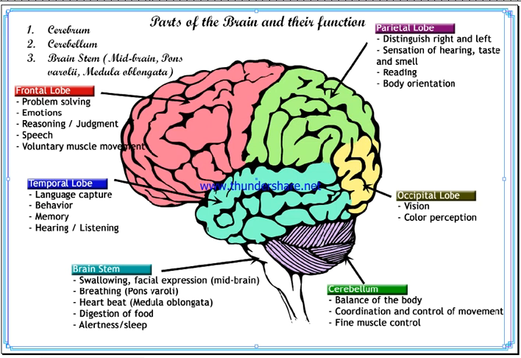Now let's see their function by different lobe. The frontal lobe of cerebrum performs problem solving. Problem solving means you got some problem, you need to solve that problem. For that purpose you need to memorize different actions that were taken in the particular problem in the past, and then you need to memorize which action gave the best result. Based on this information your brain will decide what should be done, or how should I solve this problem, how should I react in this particular situation.